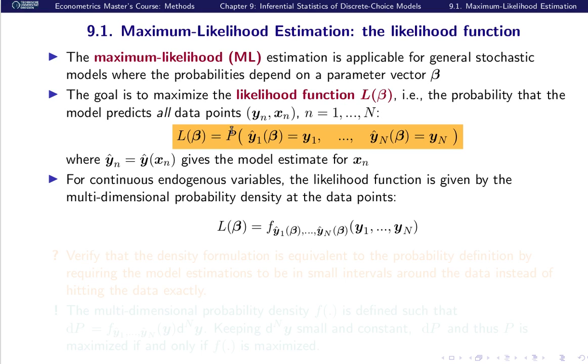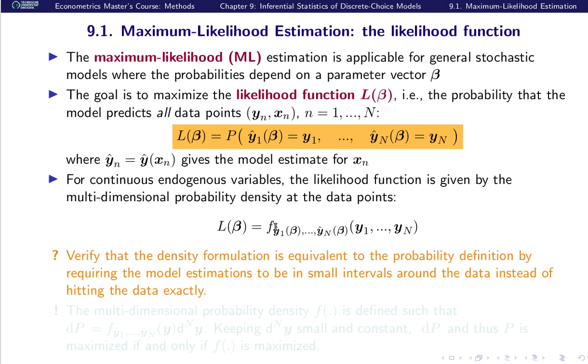There, instead of a probability, the combined probability, we just take the combined probability density. That means that it's a multi-dimensional probability density, that the density at the data points is maximized. Of course, one should verify that the formula for the continuous models, that means the probability density will be maximized, is equivalent for the discrete models, where the probability itself will be maximized.